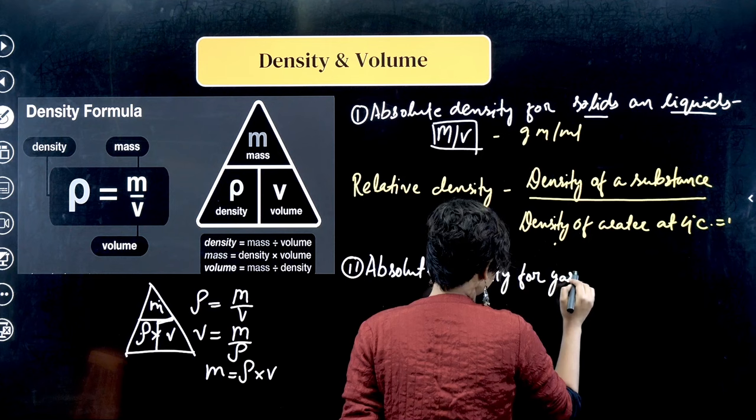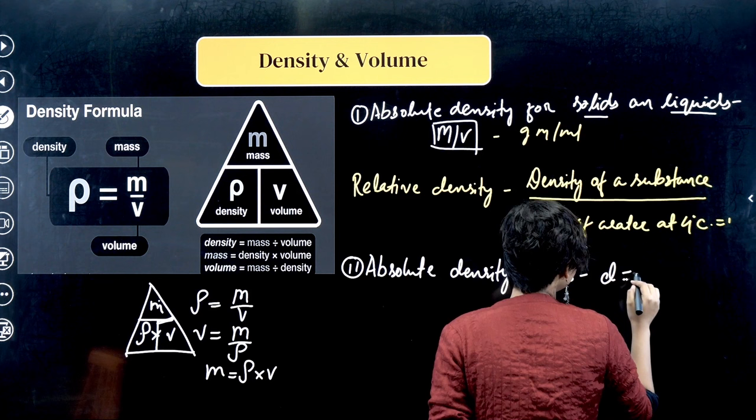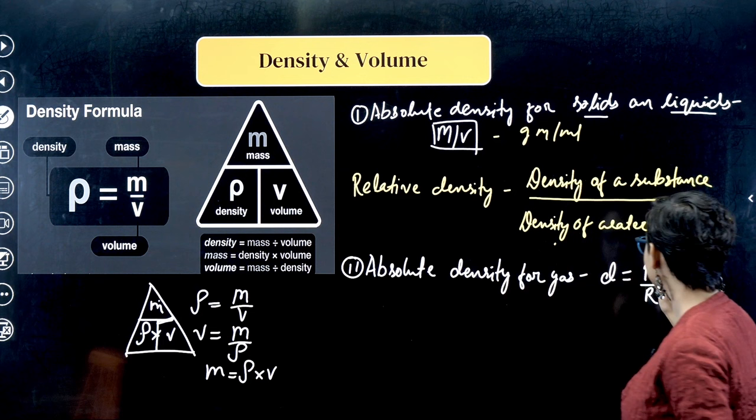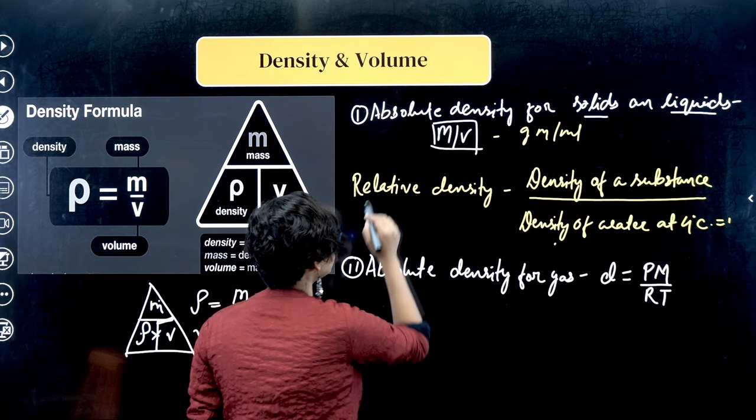Do you know this, PV is equal to nRT? But before that, absolute density for gas can be written as D is equal to PM divided by RT. You know what is P? P is pressure. What is R? R is the gas constant. T is your temperature, and M is the molar mass. Now, we have to also find out the relative density of gas.